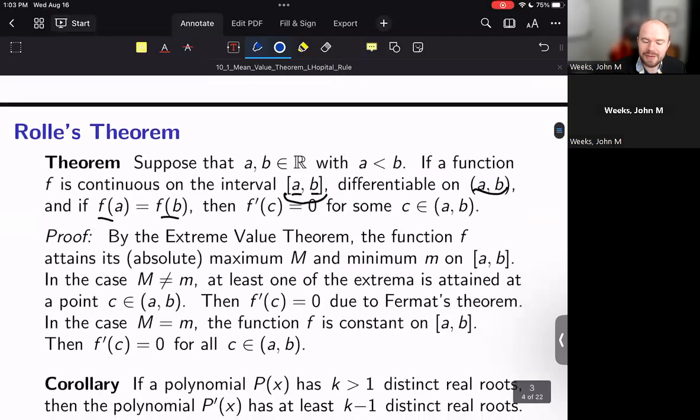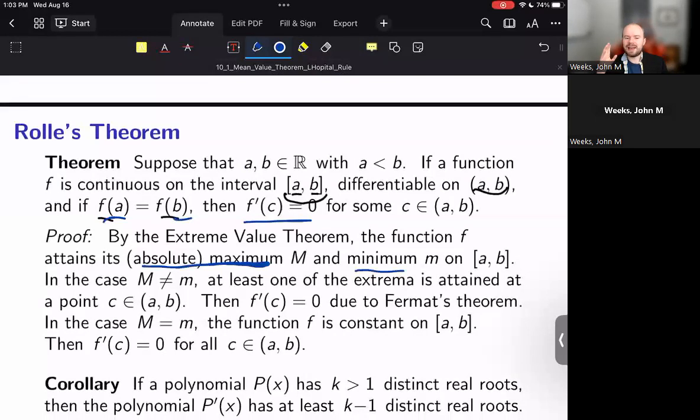So whenever you have a function that is continuous on that interval, differentiable on the inside, such that the endpoints have the same function value, then there is going to be a point inside that has a derivative of 0. And the idea is, how do you do this? Well, by the extreme value theorem, you definitely have an absolute max and an absolute min. And the question is, what happens at those points?